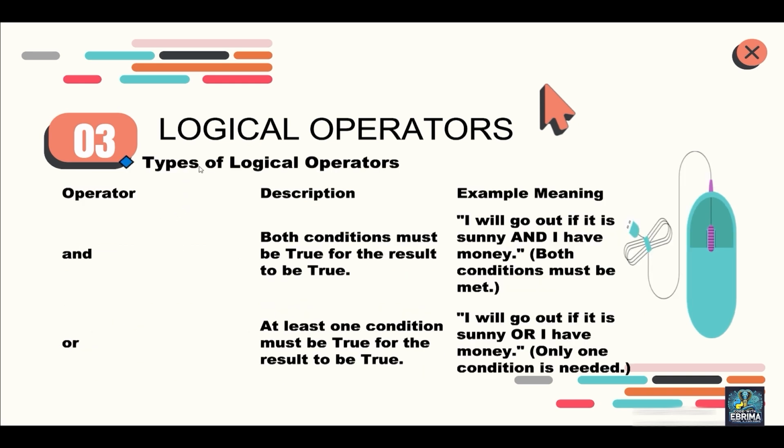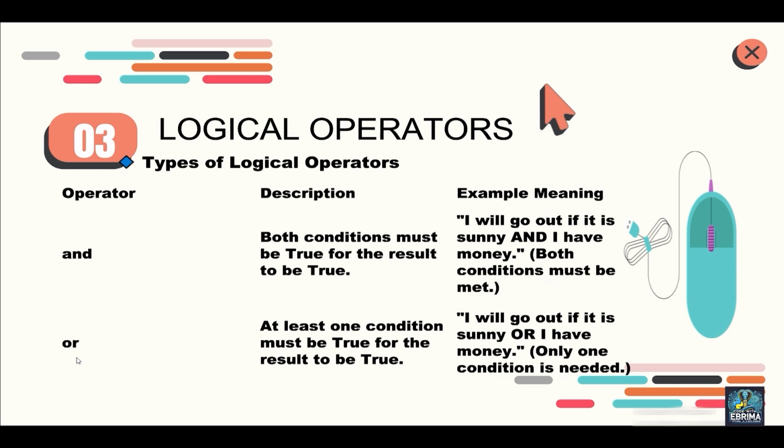So now let's take a closer look at the types of logical operators. The first one is the AND operator. Both conditions must be true for the result to be true. For example, I will go out if it is sunny and I have money. This is an example, meaning both conditions must be met.